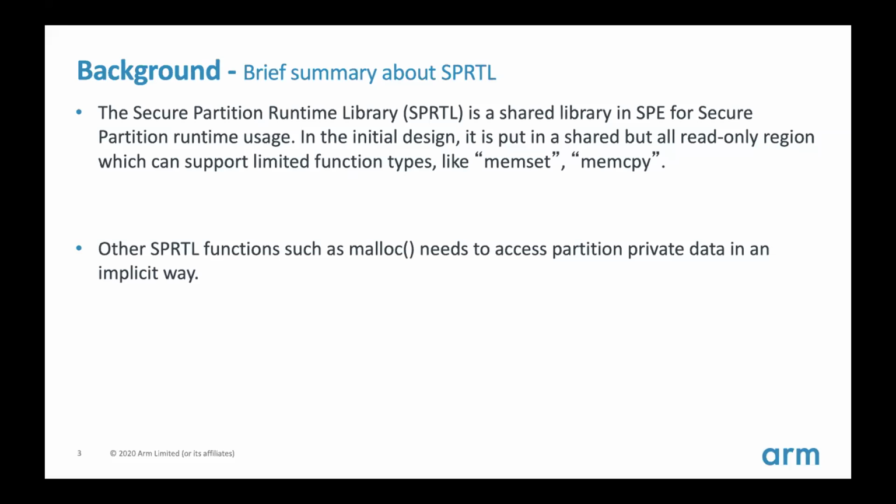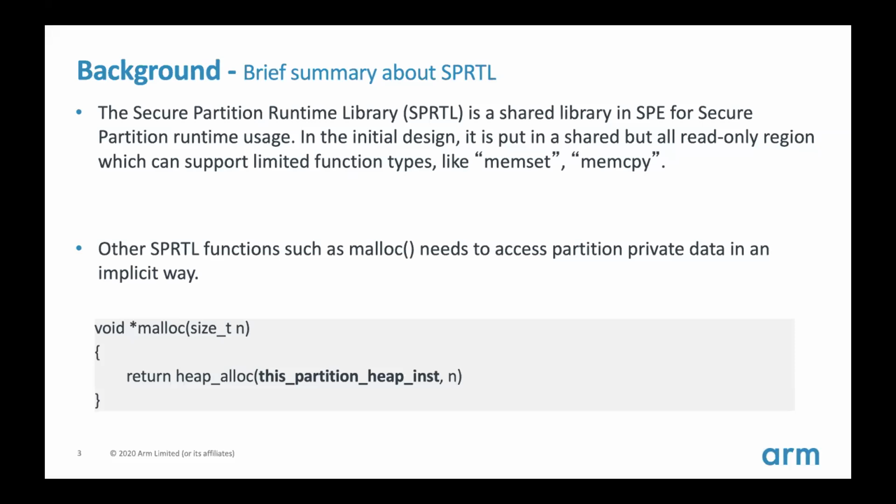However, some other runtime functions like malloc didn't work very well, since they need to access partition private data in an implicit way. So you can see from the prototype for malloc, it needs to access the partition's heap instance. As PSA FF defined, each partition has its own heap, so malloc for the current caller needs to access the caller's heap instance. Then retrieving the heap instance address for the current caller would be an implicit operation.